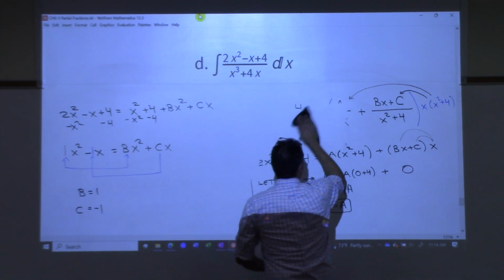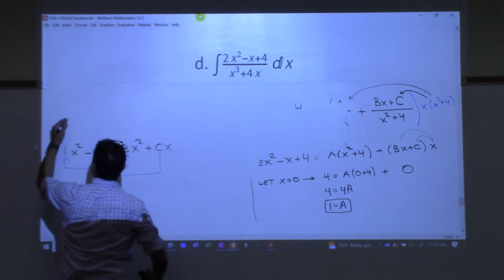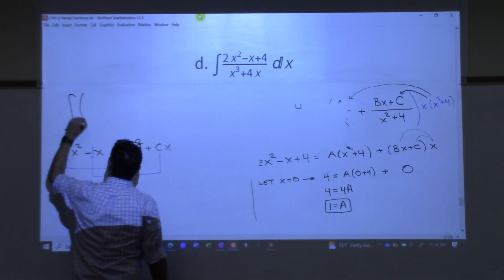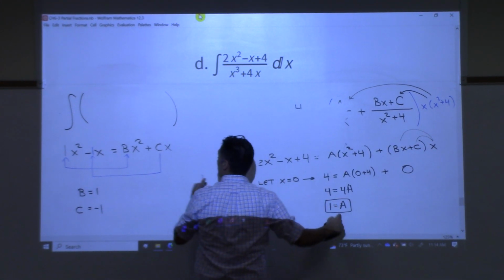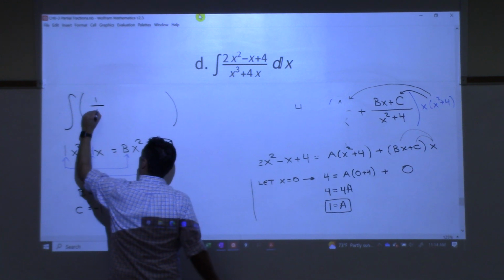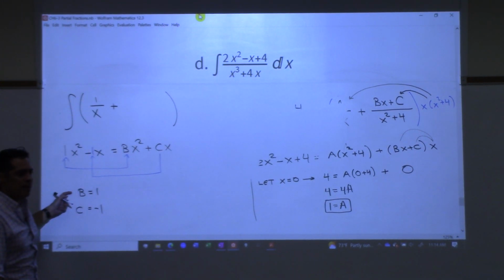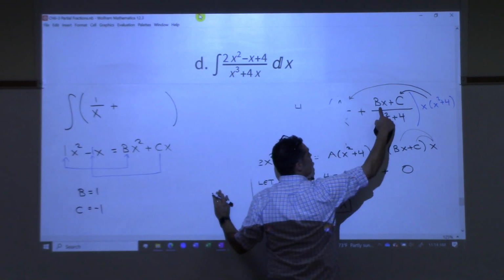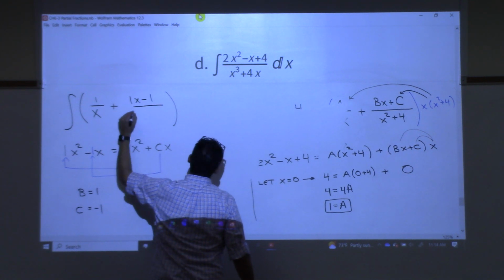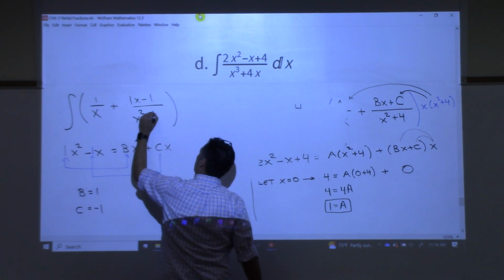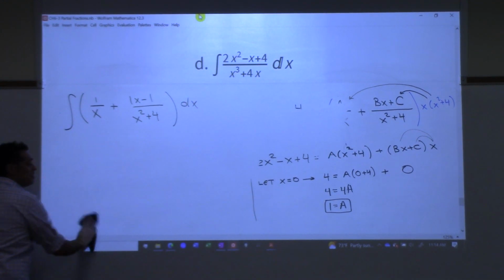All right, I'm ready to get back to the problem. Oh, I just erased it here. My original integral can now be broken down to be a over x, but we said a was 1, right? So 1 over x, and then we have plus, b for us was 1, right? And c was negative 1. So this is going to be 1, and that's going to be negative 1. So 1 in front of x minus 1 over x squared plus 4 dx. That's where we are.